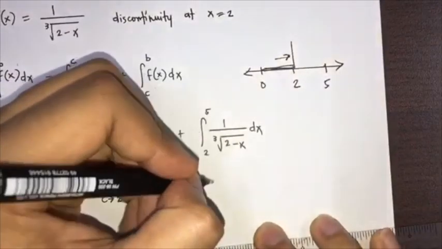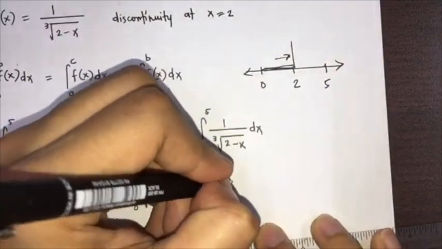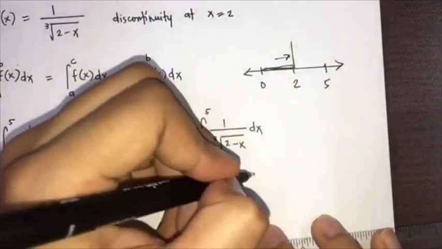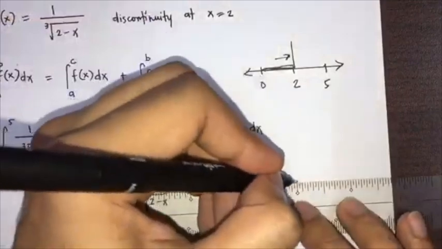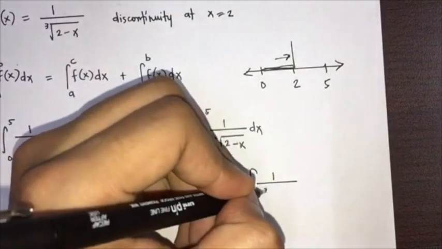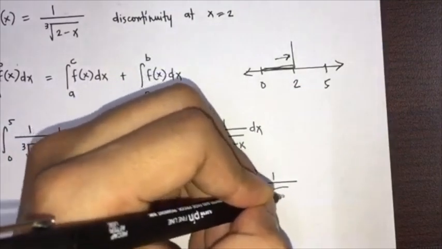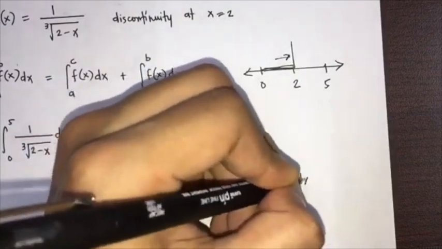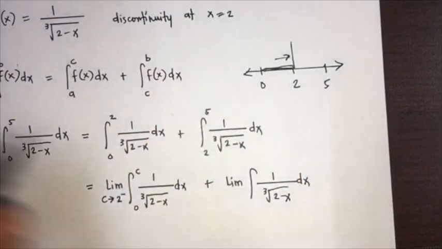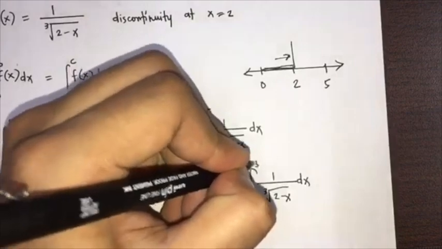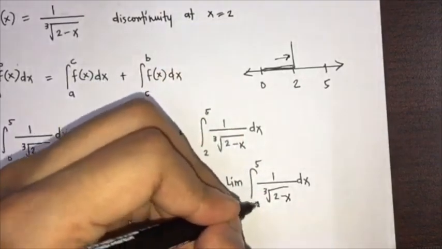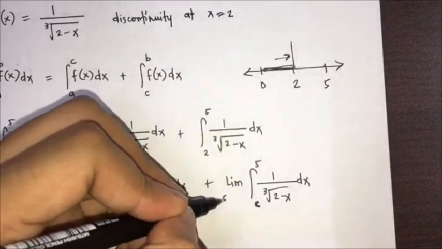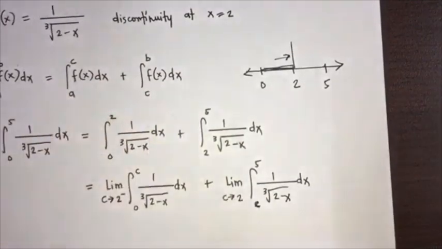Similarly, we do that on the other side. So the limit of the integral of 1 over the cube root of 2 minus x dx from c to 5, where c approaches positive 2, this time from the right.